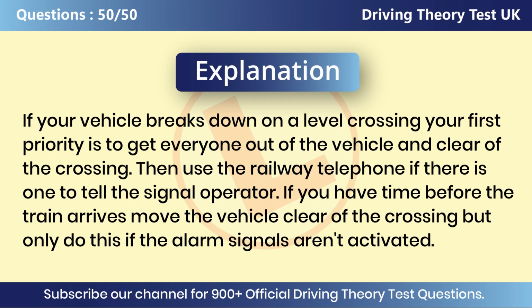If your vehicle breaks down on a level crossing, your first priority is to get everyone out of the vehicle and clear of the crossing. Then use the railway telephone if there is one to tell the signal operator. If you have time before the train arrives, move the vehicle clear of the crossing, but only do this if the alarm signals aren't activated.